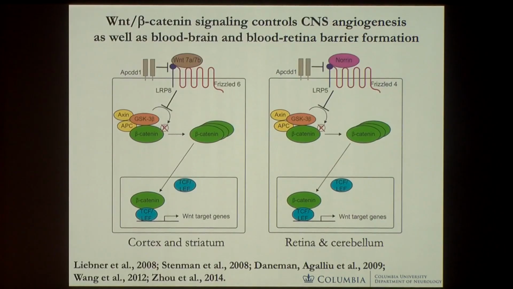So classically, this pathway requires the interaction of a ligand, Wnt7A and 7B in the cortex and Norrin in the retina and cerebellum. They require several receptors, Frizzled and LRP. What I haven't depicted here are GPR124 or RECK, for simplicity. Basically, the interaction of the ligand with the receptor leads to translocation of Axin to the plasma membrane and the dissociation of the beta-catenin destruction complex, which then stabilizes beta-catenin and translocates it into the nucleus. And so work by a large number of people, some of whom are here in the audience, has already established that this pathway is essential for both CNS angiogenesis and blood-brain barrier development. And this pathway is highly active in CNS endothelial cells.